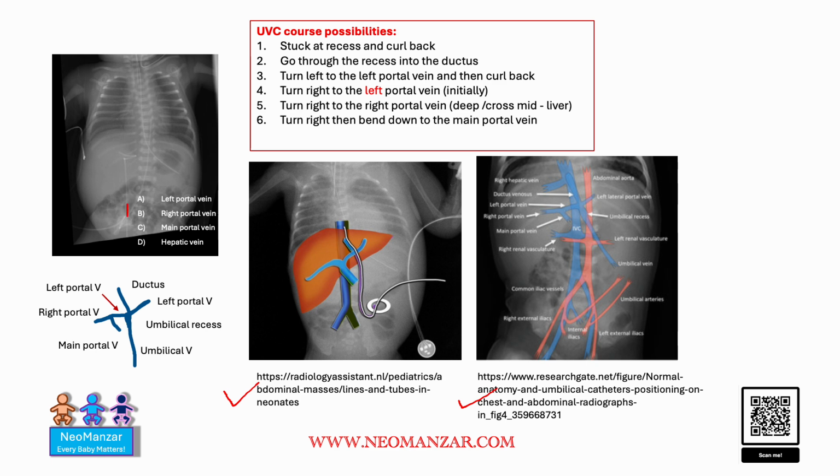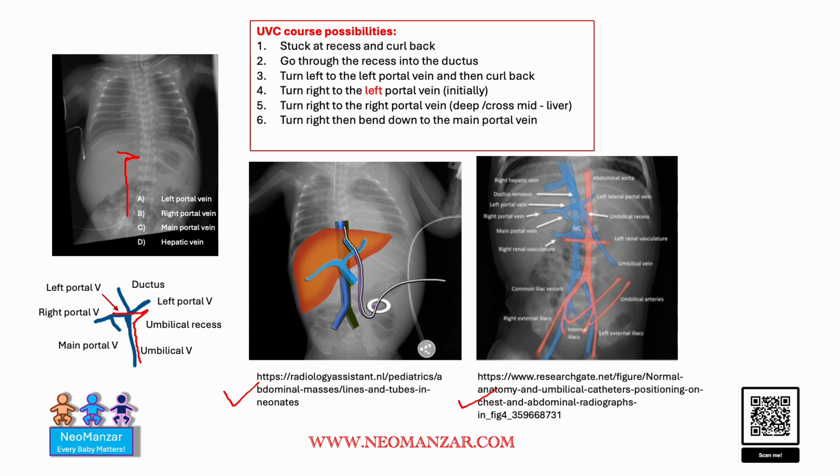So this is the umbilical venous catheter. It went through the recess to the left portal vein, and then this is still the continuation of left portal vein. And the reason is, just look at this. So this is the umbilical vein. So the catheter goes here. This is the recess. It went to the left portal vein, and then it curved back and it just stayed here.